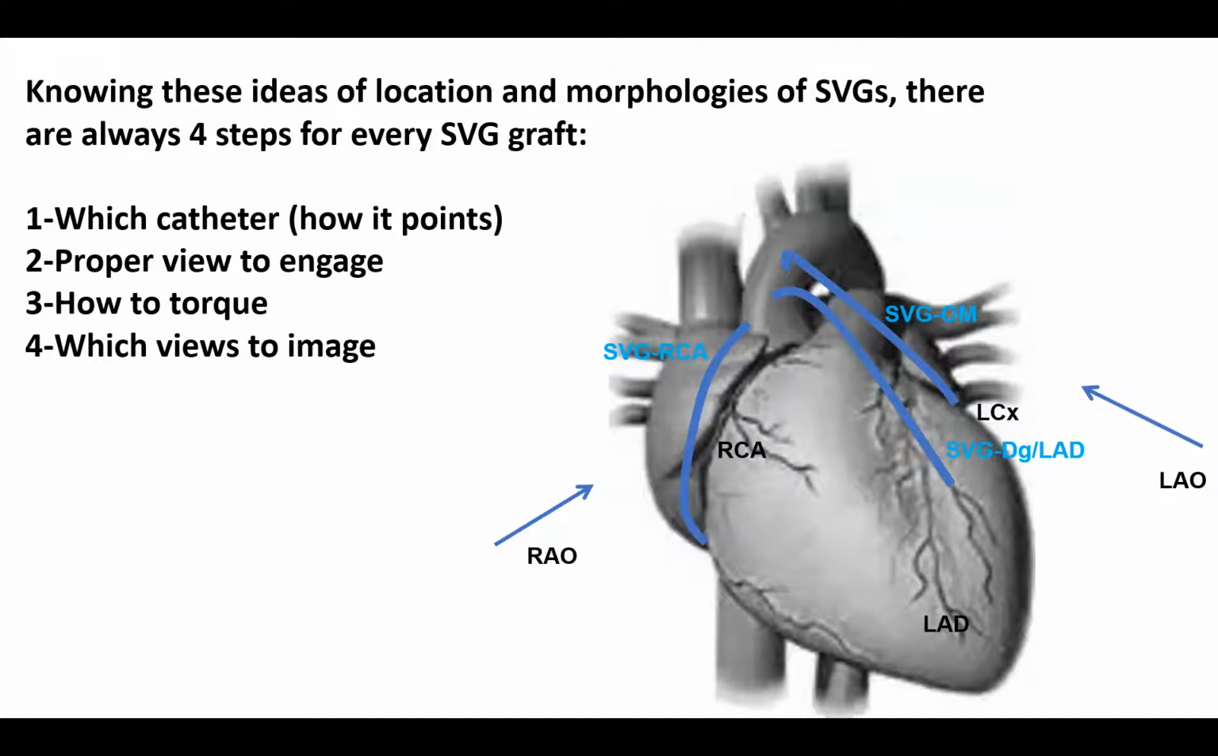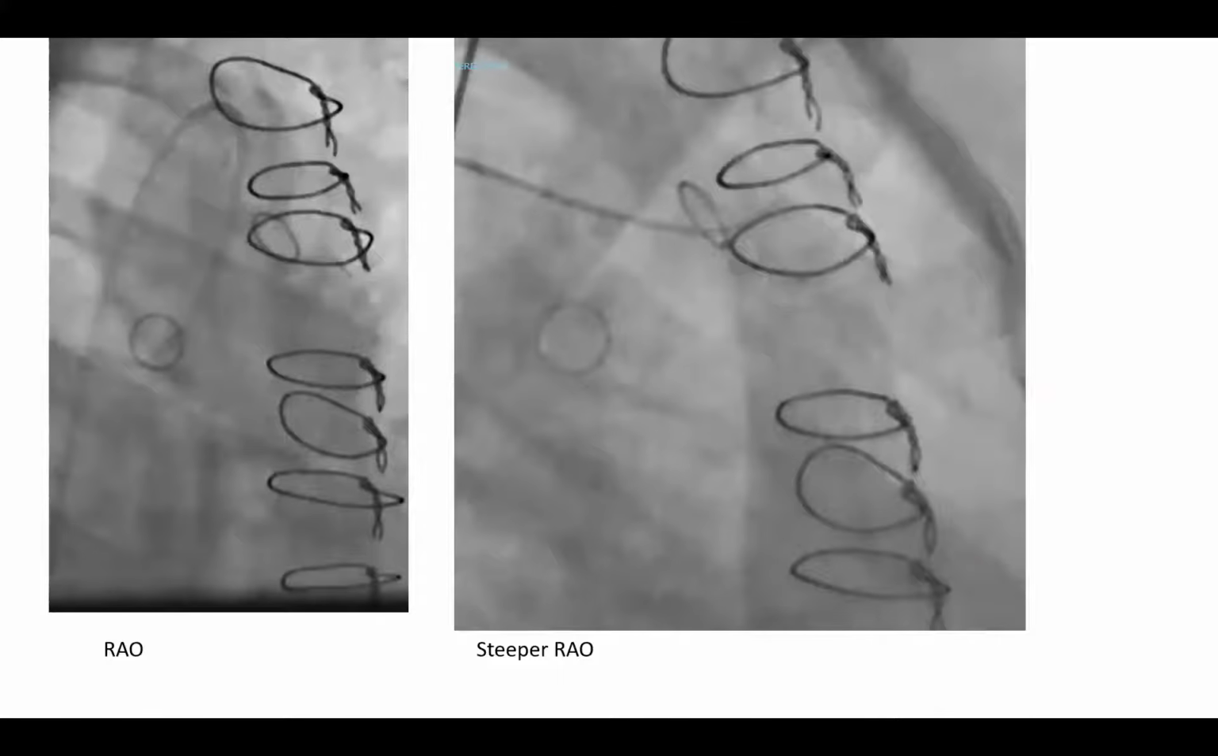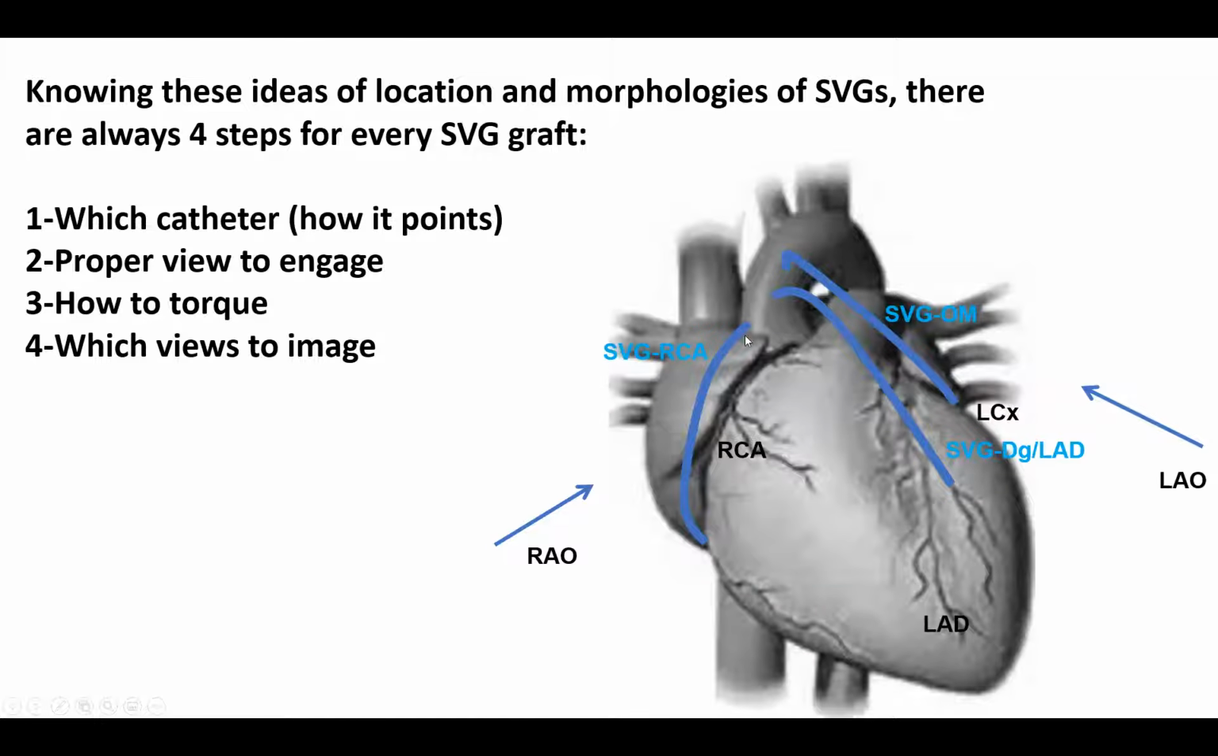So let's go back to our patient. We're trying to engage, he has 2 grafts. He has a graft to the right and a graft to the OM. I have a JR4 in my hand, the Judkins right, which I use to engage the native RCA. So which catheter will I use to engage each one of the grafts? And can I use the JR4?